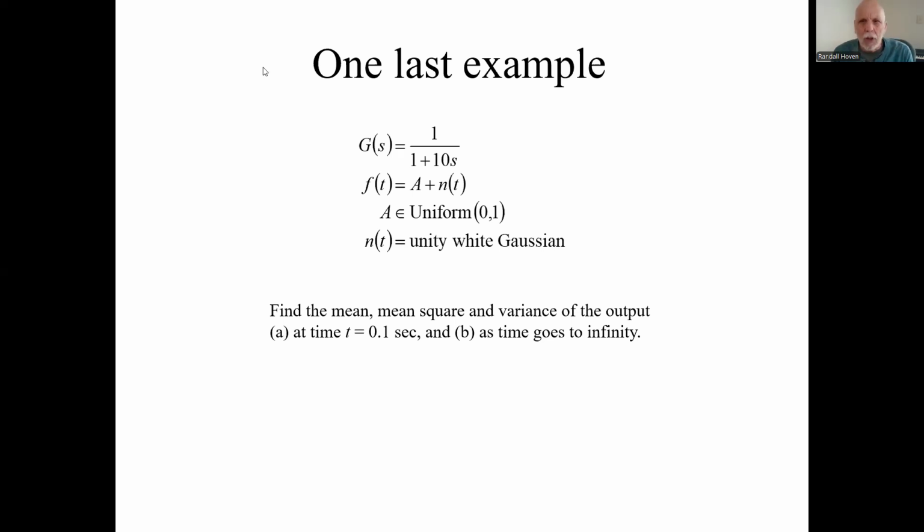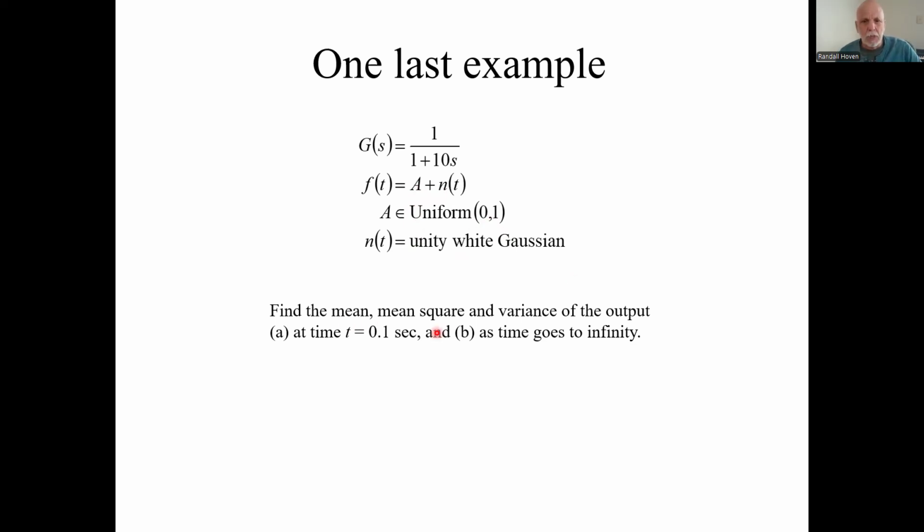We'll do one more last example in this module that concerns sending random processes through linear systems. And here's the transfer function of our linear system in this case. It is stable. Here's the input to that system, a random process composed of two noise sources. A is just a uniform constant, a constant that's drawn from a uniform distribution between 0 and 1. Then this N is unity white Gaussian noise.